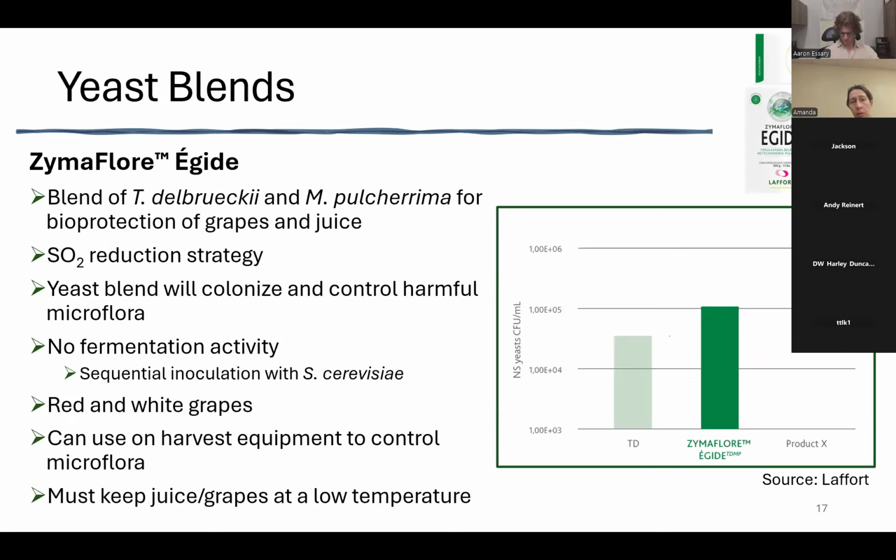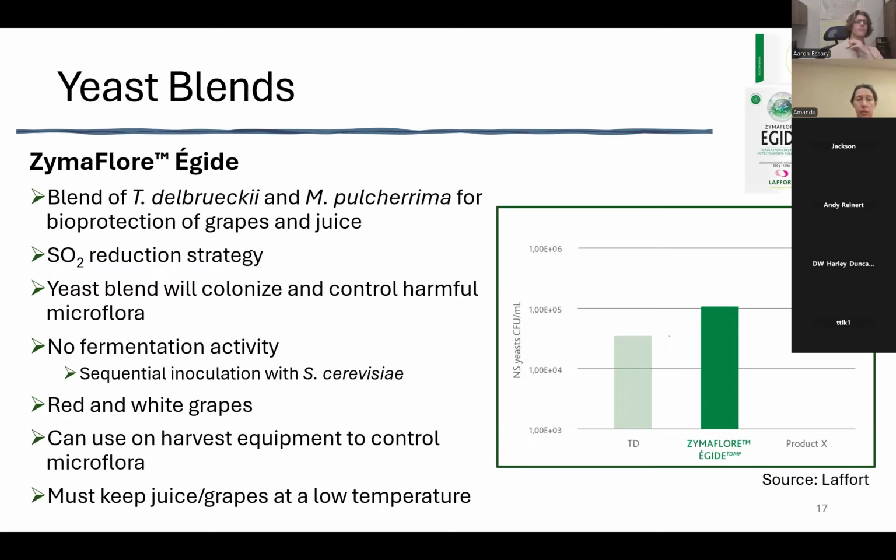There's also some non-Saccharomyces yeast blends on the market, which I think are pretty cool. I haven't used them, but there's a line called Zymaflor, and they have what's called the Zymaflor Égide. It's a blend of Delbrueckii and Pulcherrima for bioprotection of grapes and juice. So it's another SO2 reduction strategy. This yeast blend is going to colonize against that harmful microflora, so there's not going to be any negative aromas produced. There's not going to be any fermentation activity with this yeast blend.